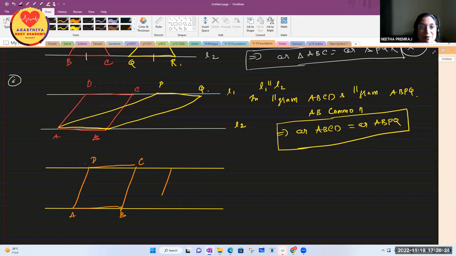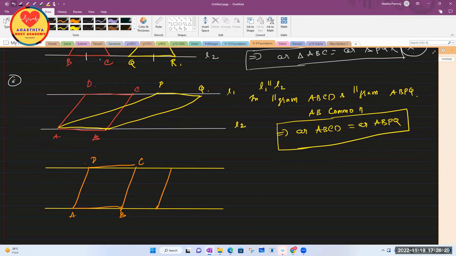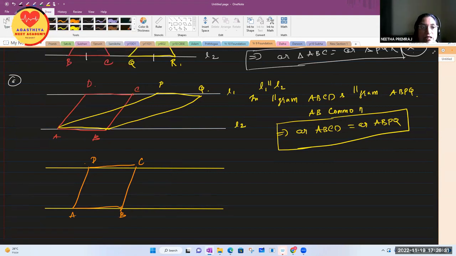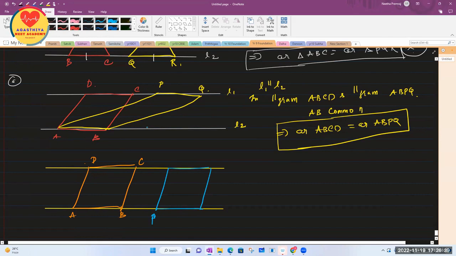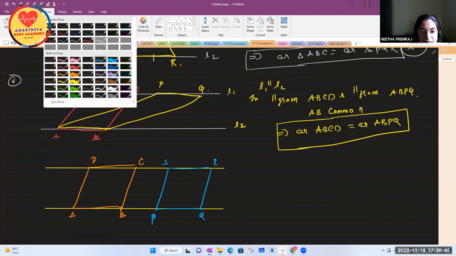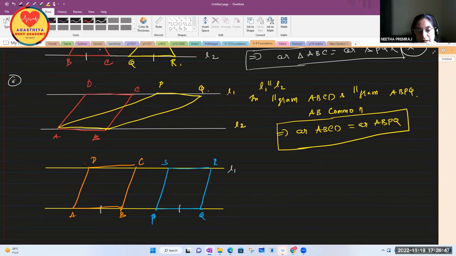Separate, yes, that is what I'm drawing. Another one. See, that is also what I'm drawing now. But what is the condition? The base should be equal. That's all. Then the areas are equal. Same parallel. So I'm writing another parallelogram PQRS, but the bases are equal. They are equal in measure. See, L1 is parallel to L2, and ABCD and PQRS. AB is equal to PQ.